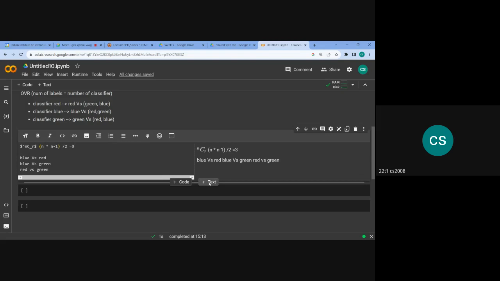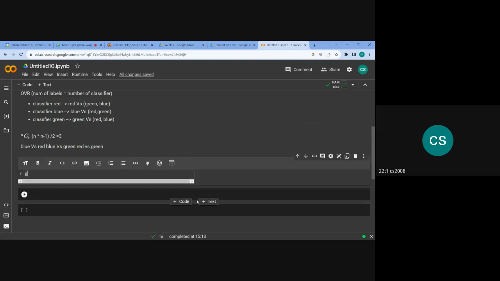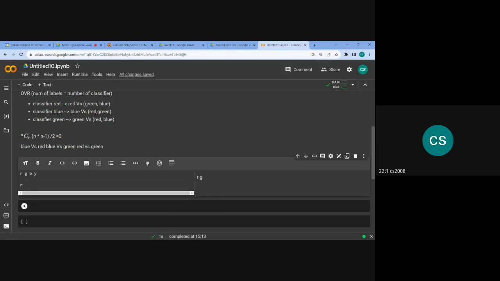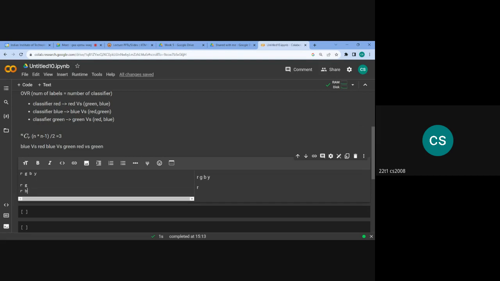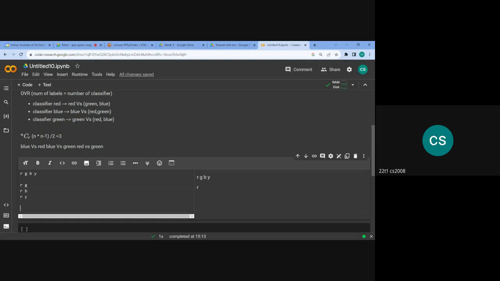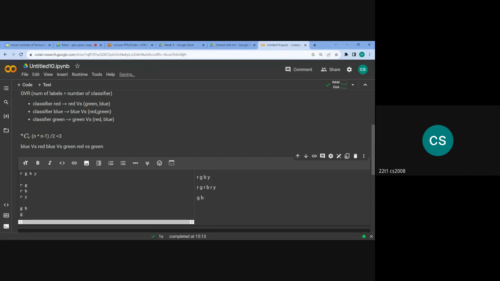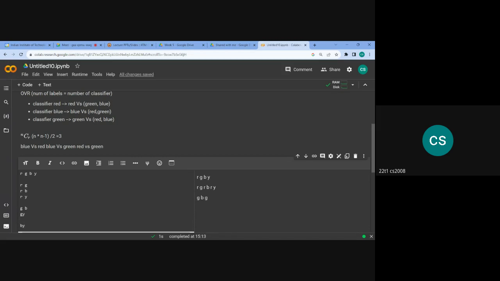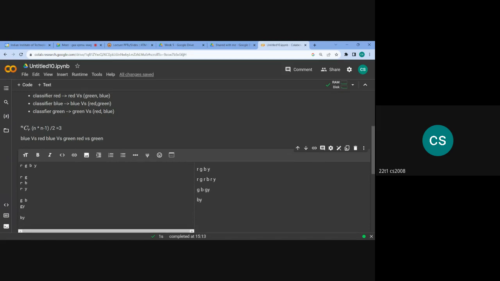So if I have more classes, let's say red, green, blue and Y also there, then I'll compare red and green, red and blue, red and Y. Then I compare green and blue, green and Y, and one more will be blue and Y. So we require 3 plus 2 plus 1, 6. So 6 classifiers will be required if it's one versus one.